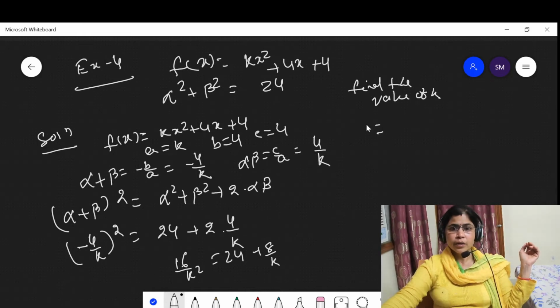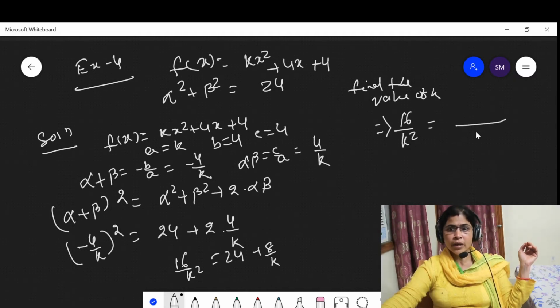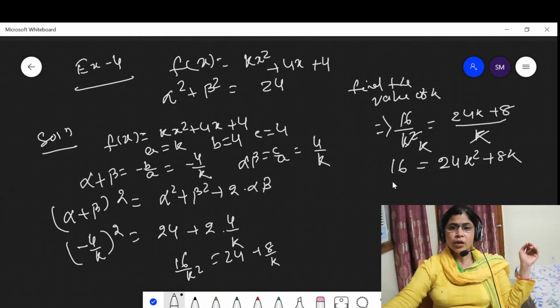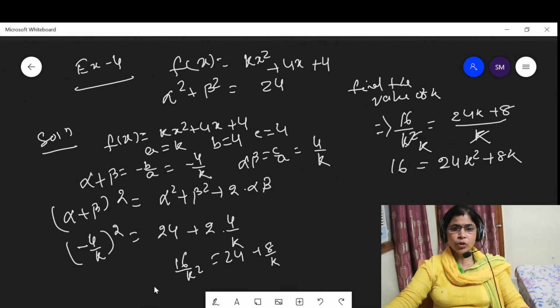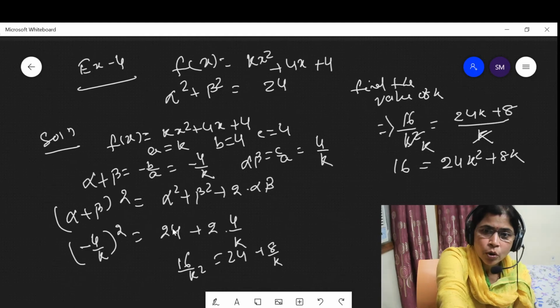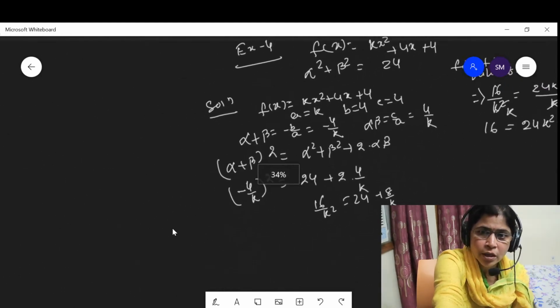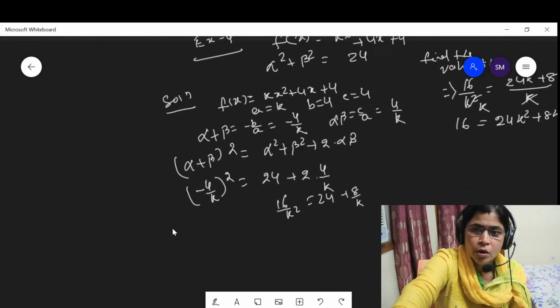Then here in the LHS is 16 upon k square. Then in the RHS take k as the LCM, which is 24k plus 8. K cancels. Then here 16 is equal to 24k square plus 8k. Then this is 24k square. Then students, please keep it here and solve the quadratic. If I use the next page, this will be difficult for you to remember this. Hence students, I keep it here and now solve the quadratic.